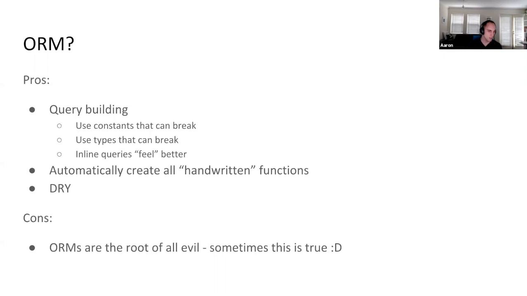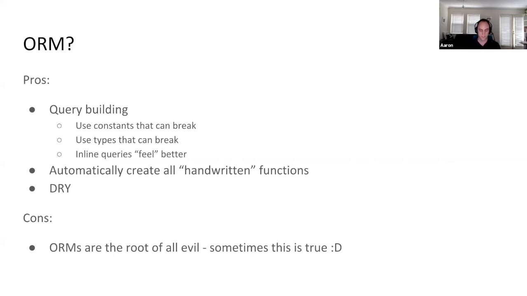And then hammer, could it be an ORM? Well, we've got some pros. We have query building. And the cool thing about query building is that you can use constants that break compilation when you go to compile, instead of just saying, hey, I'll just throw this string at the database and see if it works. You can actually use types that can break too. Say you're doing a where statement on the name of a user. You can actually enforce that where statement to take a name. And inline queries feel a little better when they're written in proper code rather than just magic strings everywhere. A cool thing about ORMs is they automatically create all these handwritten functions. It's DRY, you know, do not repeat yourself.